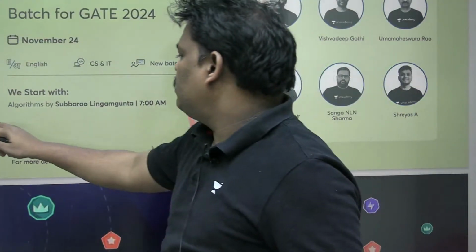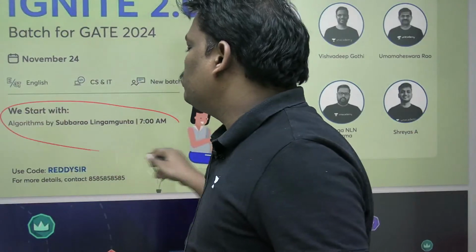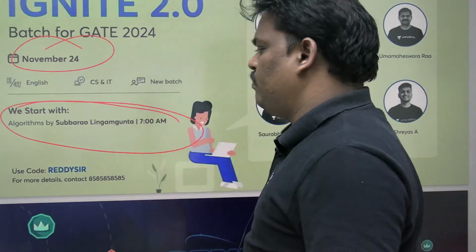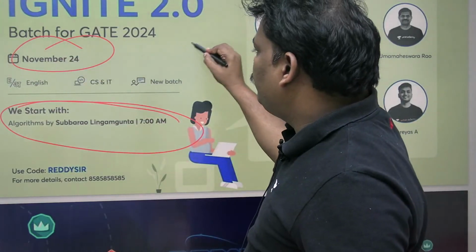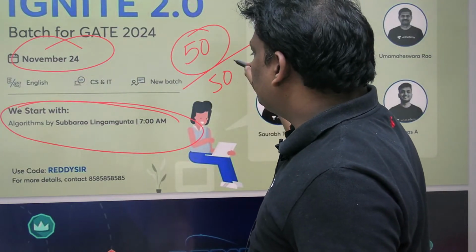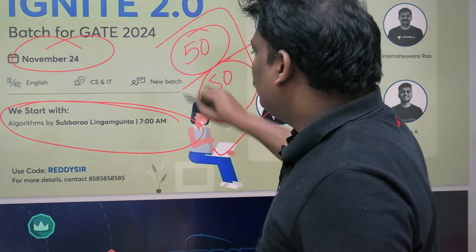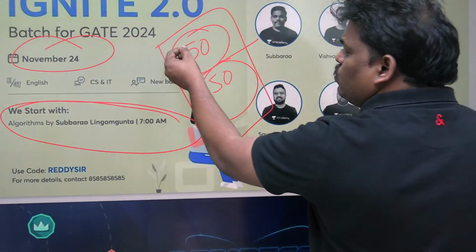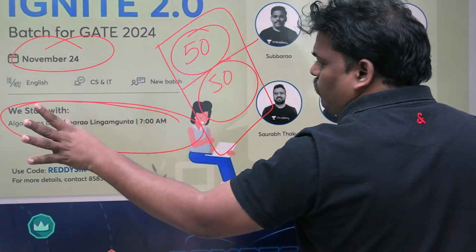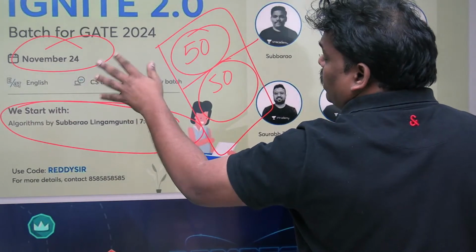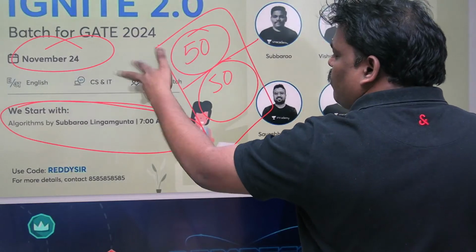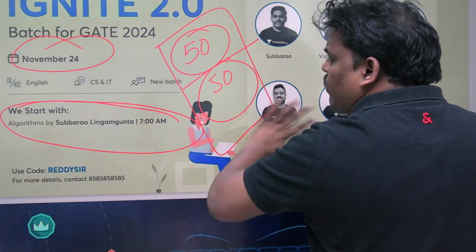Everyone listen, I am starting Algorithms on the 24th of this month. It is a 50 lecture class. Algorithms 50 lectures, Data Structures 50 lectures. If you attend these lectures, Algo A to Z and DS A to Z will be covered. You can crack GATE and any software interview. Everything I will cover in these 50 lectures of Algo and 50 lectures of DS.